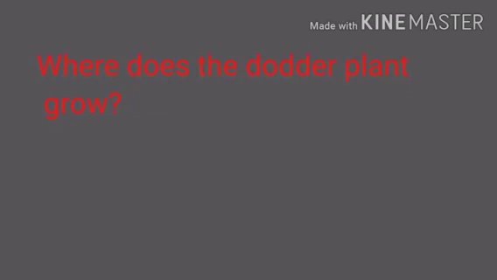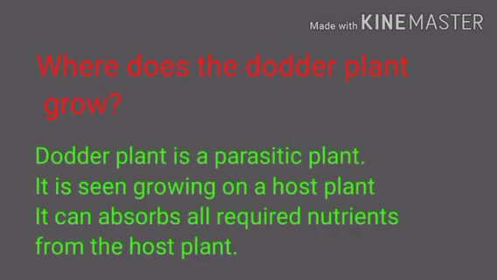Where does the dodder plant grow? The dodder plant is a parasitic plant. It is seen growing on a host plant. It can absorb all required nutrients from the host plant.